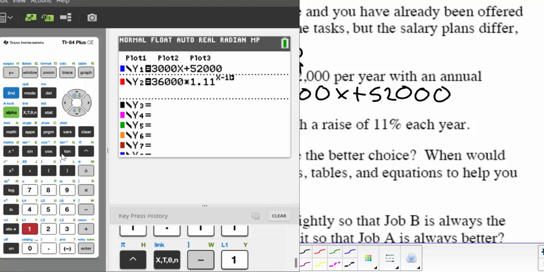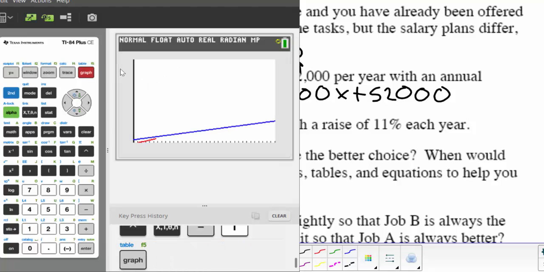All right, so hopefully you have an idea in your head what it's going to look like. Let's graph it. There's job A and there's job B. So we can see that after a few years, job B increases way, way faster. And actually, we're already over $500,000 right here. So let's find out where that intersection point is.